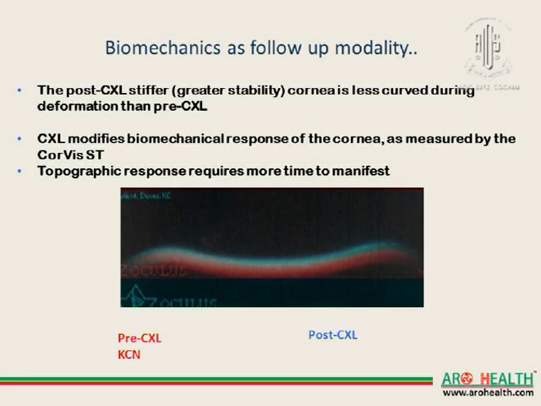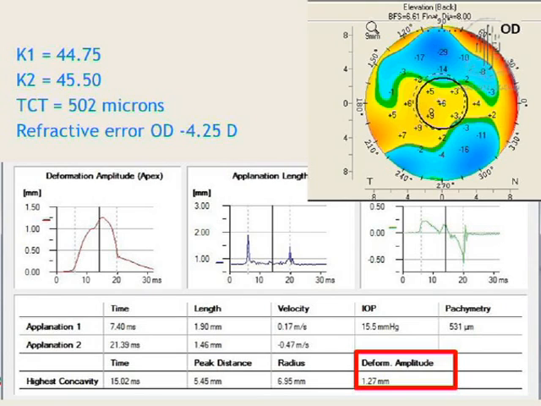What happens in collagen cross-linking? People say that it becomes stiff. How stiff? How much stiff? It is seen that once the cornea becomes stiffer, the deformation amplitude decreases. So let's apply this knowledge.